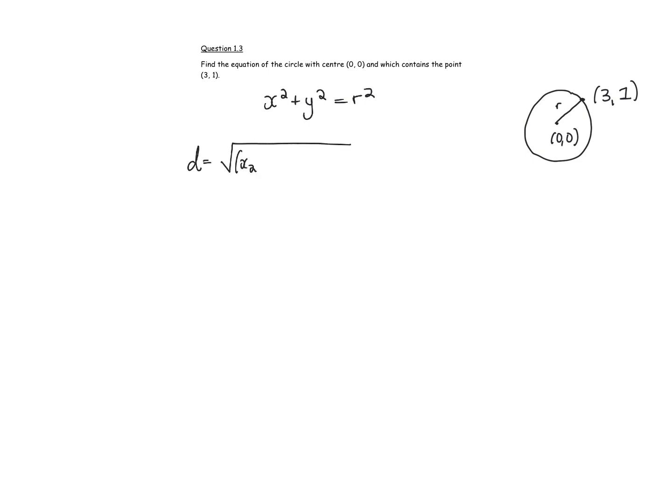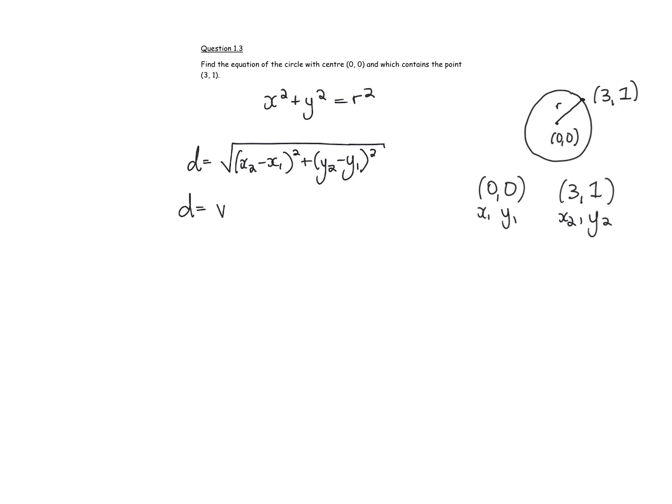Question 1.3 asks us to find the equation with centre 0, 0, which contains the point 3, 1. Again, the equation of the circle is x squared plus y squared is equal to r squared, where r is the radius. If we draw the circle, it tells us that the centre point is 0, 0 and that the point on the outside of the circle is 3, 1. We can get the radius by getting the distance between these 2 points. The distance equation is distance is equal to the square root of x2 minus x1 squared plus y2 minus y1 squared. Then, writing out the points, we have 0, 0 and 3, 1. 0, 0 can be x1, y1, and 3, 1 can be x2, y2.